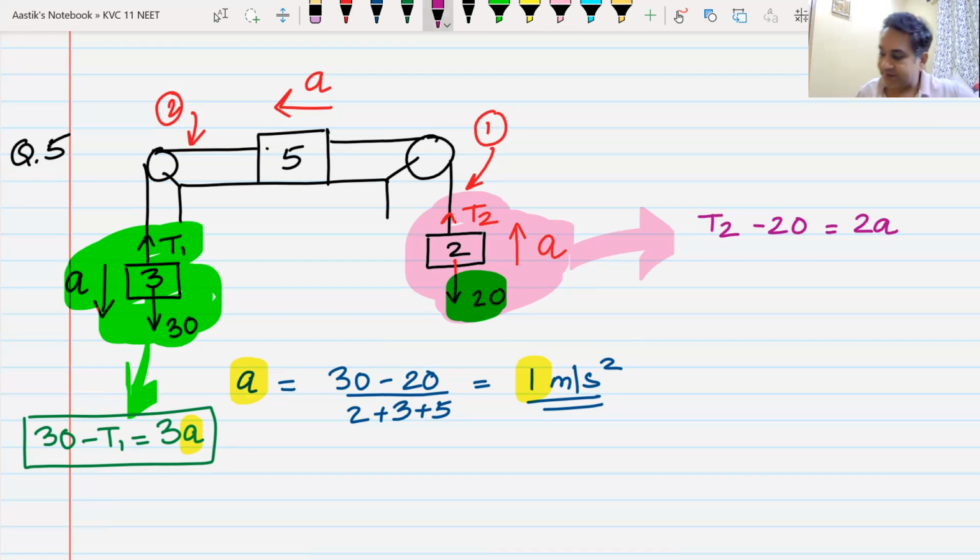Do we understand this? Yes, sir. You already know the value of A. You just put the value of A in this equation and you will get the value of T2. No one is going to ask you this. In NEET, they do not ask this. But still, if they ask a difficult question, that is how you can find it out.